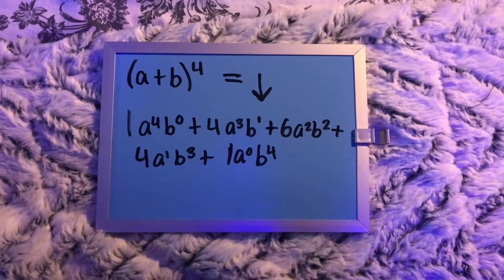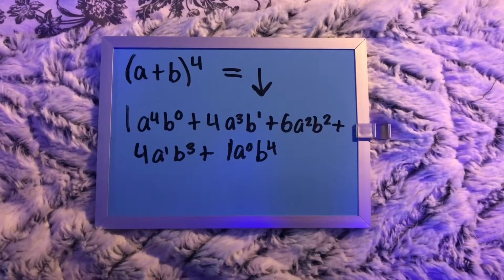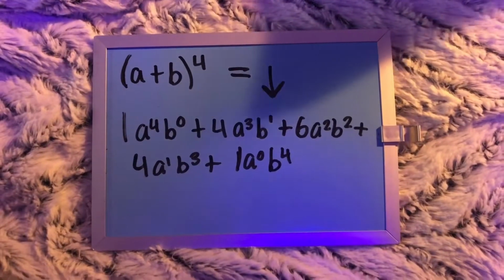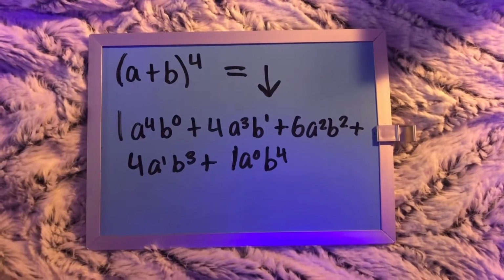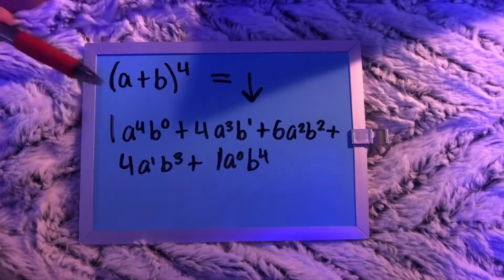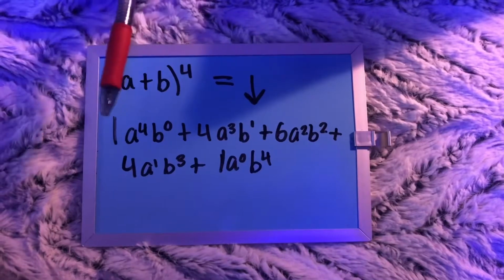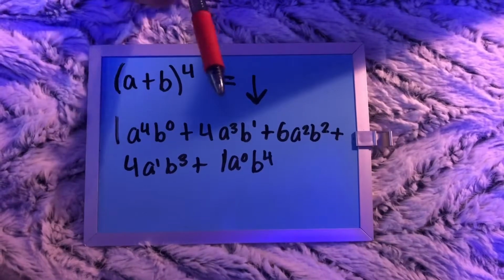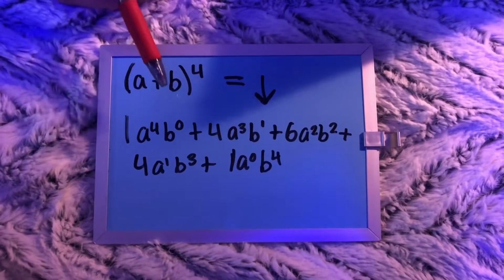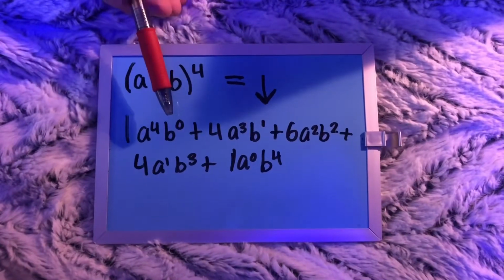Alright, so our example problem is (a plus b) to the fourth power, and since it's to the fourth power, we will be using the fourth row of Pascal's triangle. We use the coefficients 1, 4, 6, 4, 1. We start with a, so we take it to the highest power, so it's a to the fourth. Then we go down, so it'd be a to the third, a to the second, a to the first, and a to the 0, which is also 1. And then you take b, and you put it next to a, and you start from the lowest power, so it's b to the 0, b to the first, b to the second, b to the third, and b to the fourth.